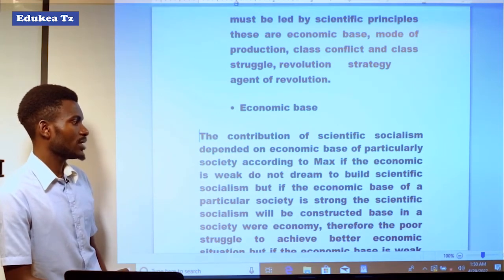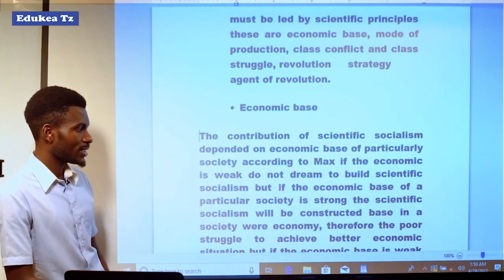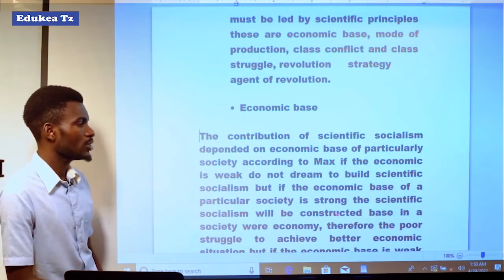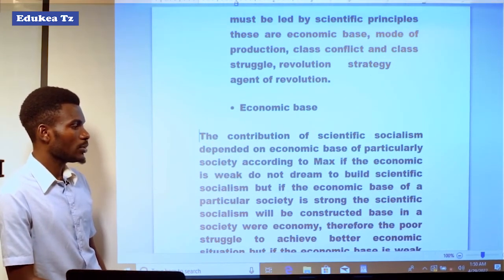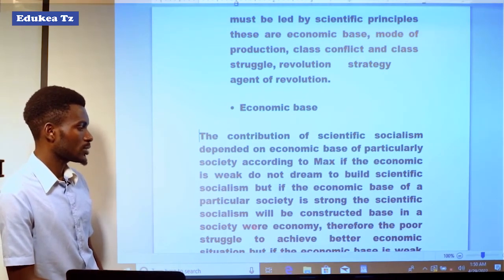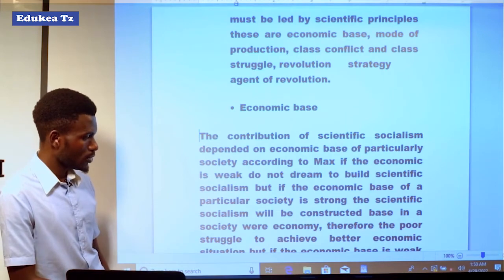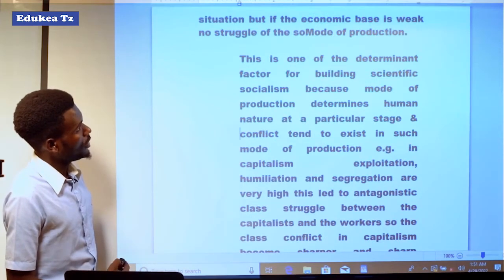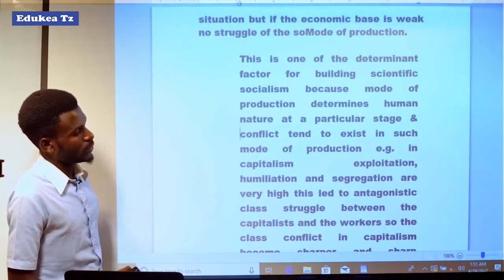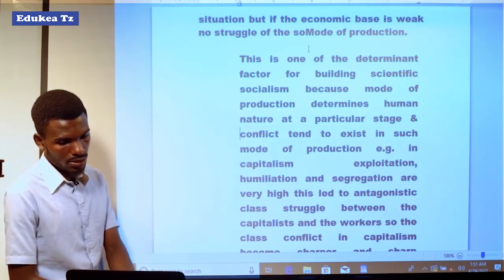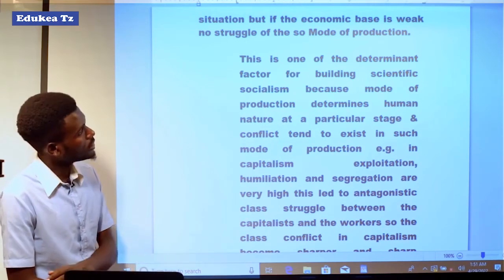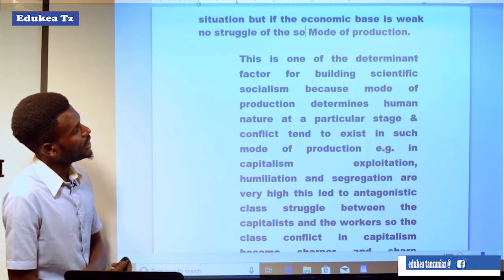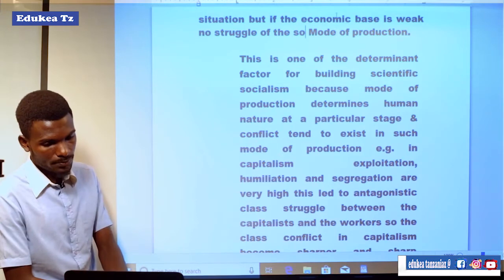According to Marx, if the economic base is weak, do not dream of building scientific socialism. But if the economic base of the particular society is strong, scientific socialism can be constructed. In a poor society, people struggle to achieve a better economic situation. But if the economic base is weak, there is no struggle over the mode of production. That was all about the economic base. This is one of the determinant factors for building scientific socialism.